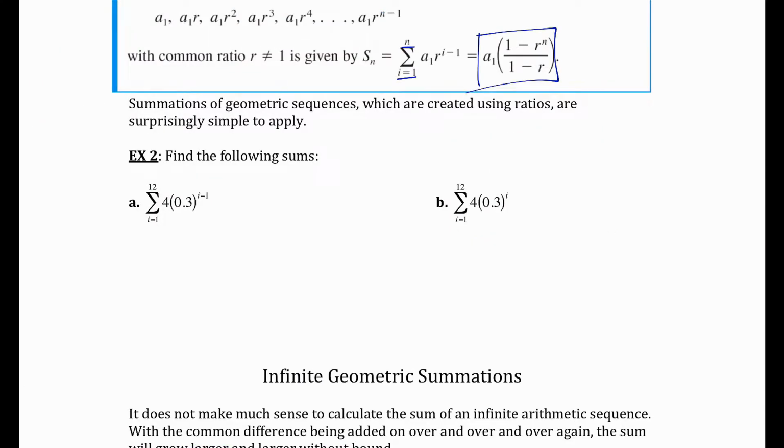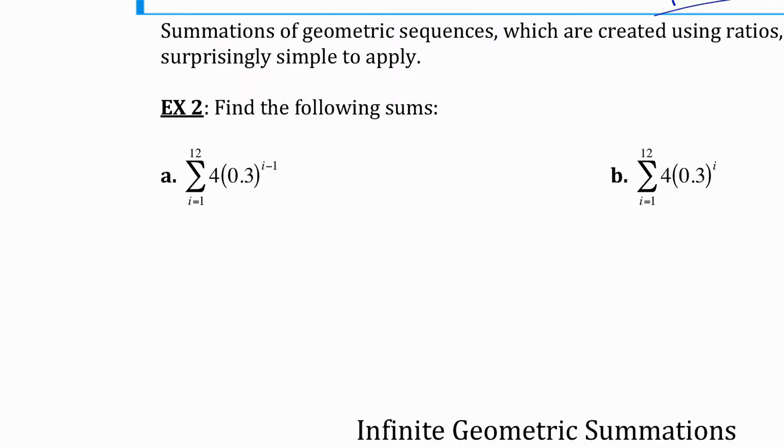So the summation of geometric sequences, which are created using ratios, is surprisingly simple in this case. Instead of having to find all the terms, we just plug in some numbers. So in the first one, the sum from i equals 1 to 12 of 4 times 0.3 to the i minus 1. We have to find the first term, a sub 1, by plugging in 1. So we have 4 times 0.3 raised to the 1 minus 1. That's 4 times 0.3 to the 0. Well, 0.3 to the 0 is 1, times 4 is 4. So our first term is 4.